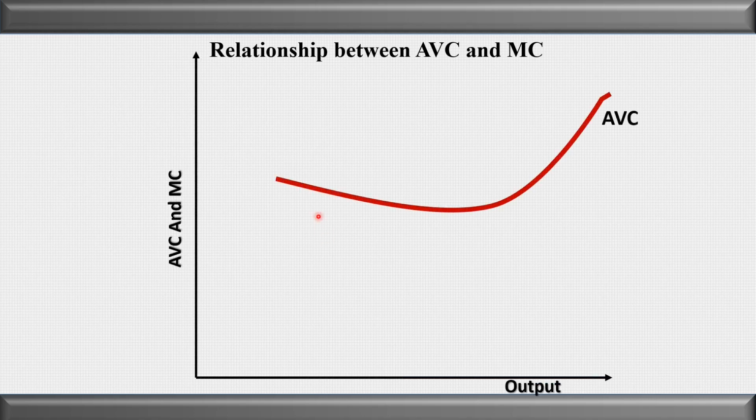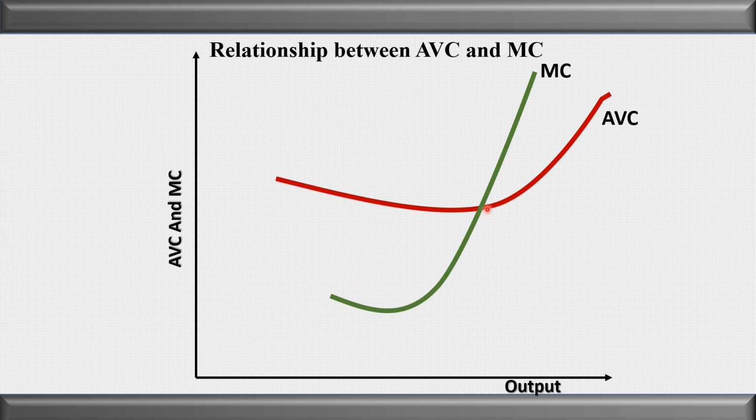Now let us see the relationship between average variable cost and the marginal cost. The shape of the average variable cost is the same as we have seen earlier, U-shape. The shape of the marginal cost is also the same, that is U-shape. Initially, marginal cost is falling, decreasing, and the average cost is also decreasing. Since marginal cost falls at a faster rate, marginal cost is always below average variable cost.